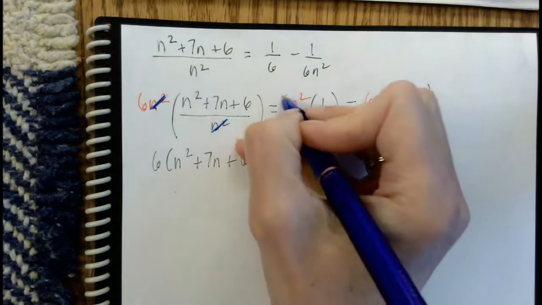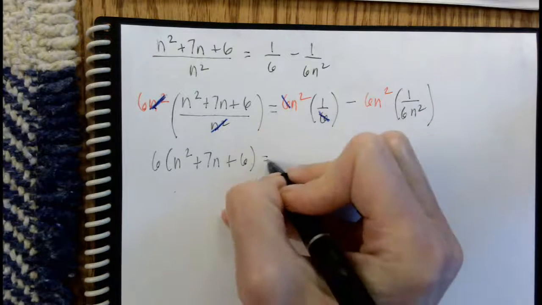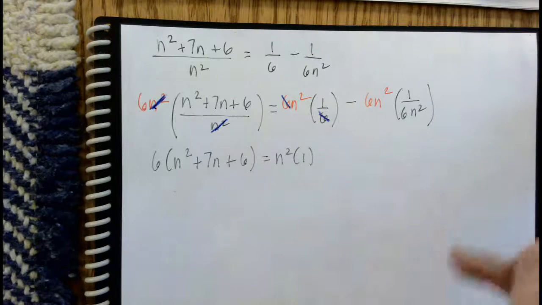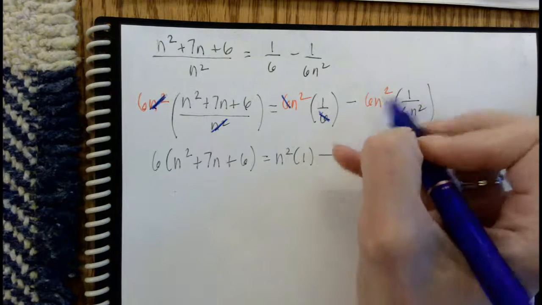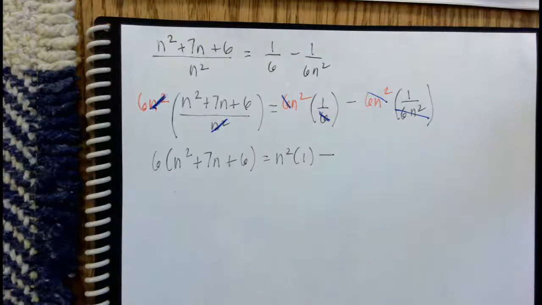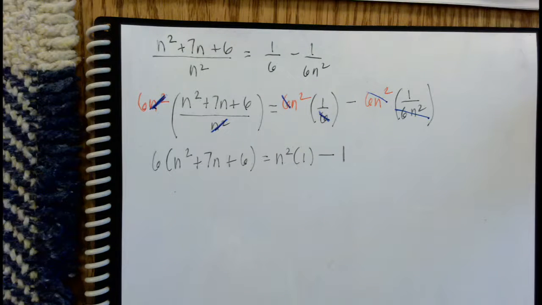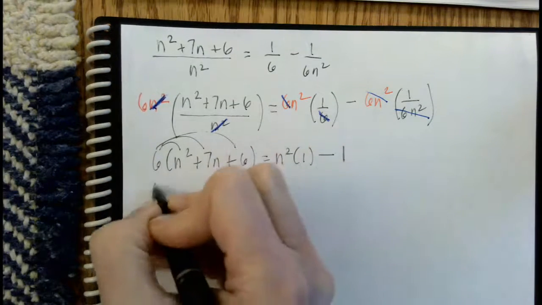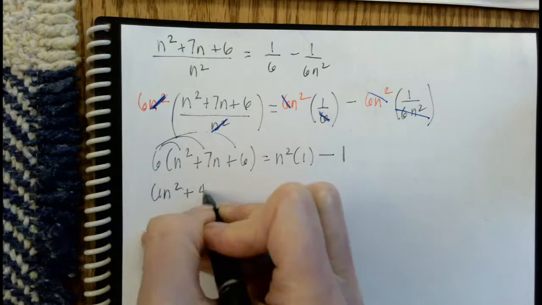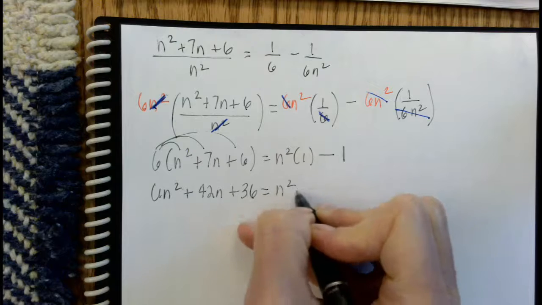In our next fraction, there's a 6 here and there's a 6 there, and we're left with n squared times 1. I hope you don't have to write that, but I don't want to skip a step. And then in our last fraction, 6n squared, we do need to write that one here. So now we're going to distribute. And we get 6n squared plus 42n plus 36 equals n squared minus 1.